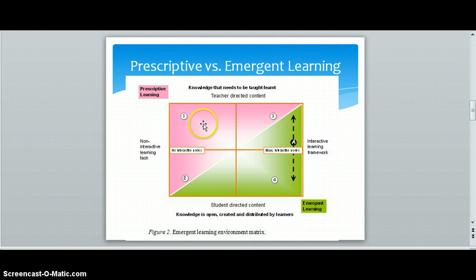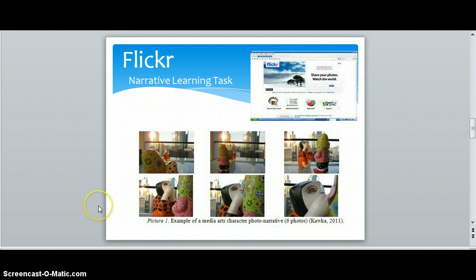So this diagram shows the differences between perspective versus emergent learning. At the top, there's teacher-directed content. On the bottom, there's student-directed content. This side there is interaction, and on this side there is no interaction. So the ideal area would be over here, since we want it to be student and teacher directed content, since we need the teacher to facilitate it, and it also needs to be student directed, and at the same time there has to be multiple modes of interaction. So in the article they used Flickr, and the assignment they used to show emergent learning was a narrative learning task in which they had to create photo streams depicting the life of toys.